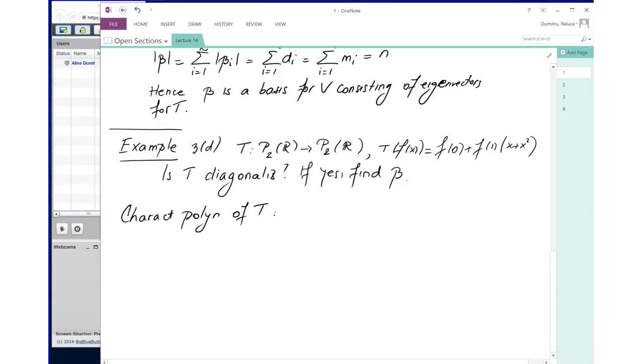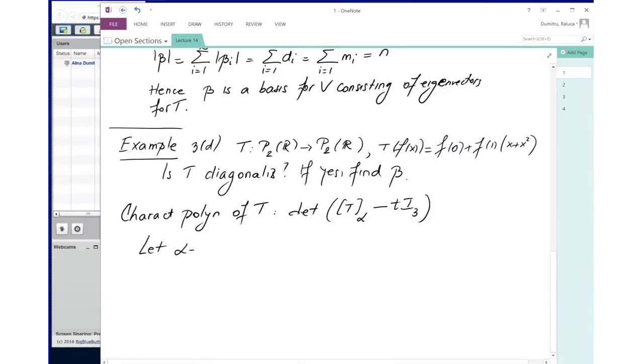We need the determinant of T in some basis of your choice. Let me call it alpha because I already used beta. Minus T identity, right? You have to choose a basis. A basis for what? For P sub 2 of R. So why not choose the standard basis? We don't have to go further than that.